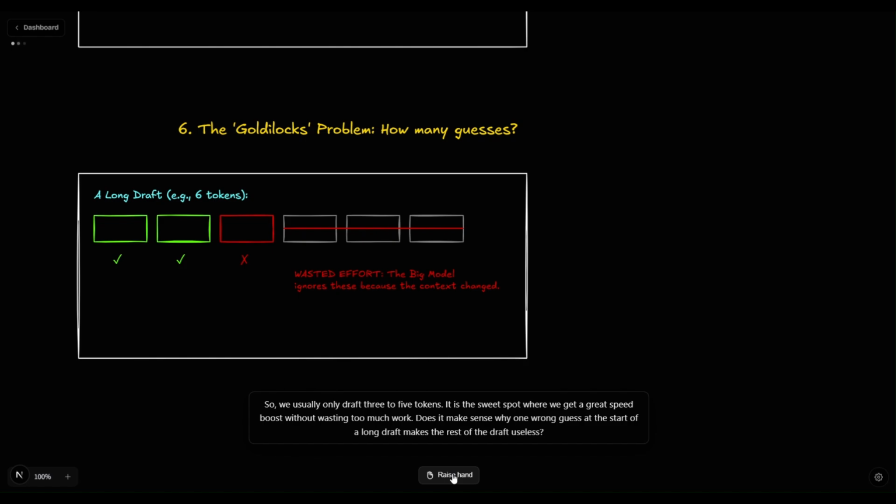So, we usually only draft 3 to 5 tokens. It is the sweet spot where we get a great speed boost without wasting too much work. Does it make sense why one wrong guess at the start of a long draft makes the rest of the draft useless?